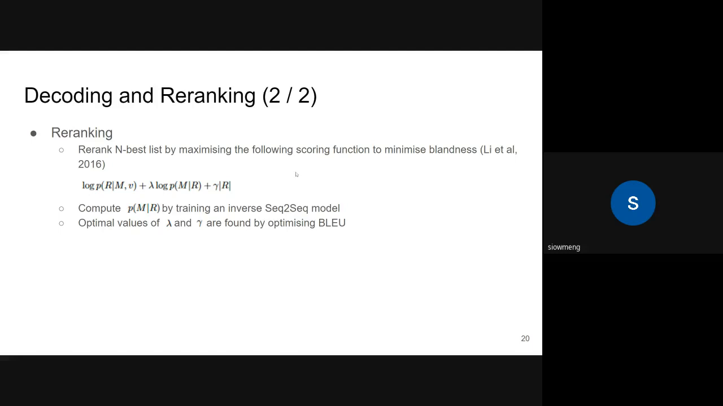Actually, this formula, Samson will introduce further later on, but let me go through it very quickly. The first term is the log likelihood of the response given the source sentences and the user embedding. The next one is the log likelihood of the source sentence given the response. And then the next one is the length of the sentence; the shorter the response, the more penalty it gets. So you maximize this score function, and use the response with the best score and output it for the dialogue agent.